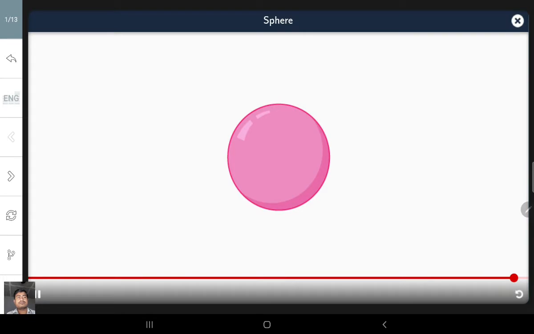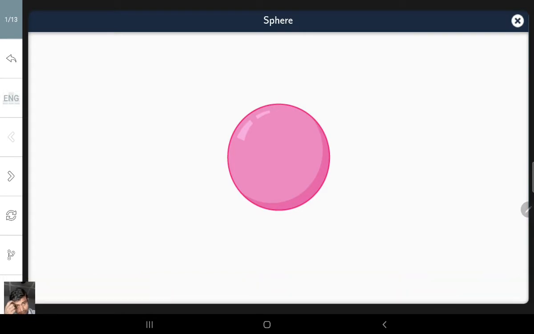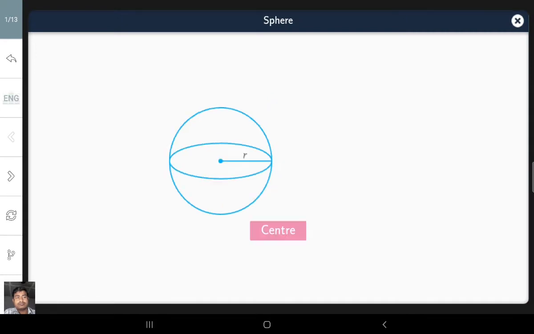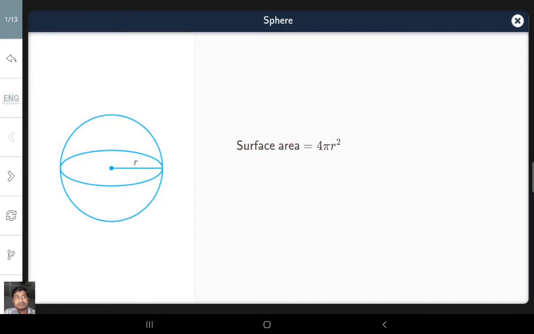A sphere is a three-dimensional curved figure described by a set of points that are at an equal distance from a fixed point. The fixed point is known as the center of the sphere, and the fixed distance is known as the radius of the sphere. Let the radius of a sphere be r. The surface area of the sphere is equal to 4 pi r square, and the volume or capacity of the sphere is equal to 4 by 3 times pi r cube.